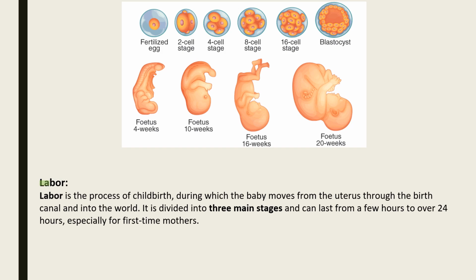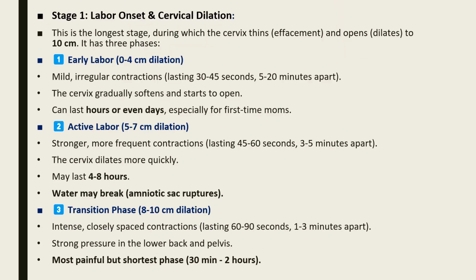Now, the topic is labor. What is labor? Labor is the process of childbirth during which the baby moves from the uterus through the birth canal into the world. It is divided into 3 main stages and can last from a few hours to over 24 hours, especially for first-time mothers. Stage number 1 has 3 phases: early labor, active labor, and transition labor.